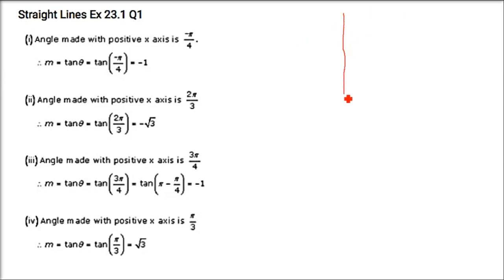So what does it mean when we have a coordinate axis? Whenever we have a line, this is the positive direction of the x-axis. This is given in the question. So we have to find out the slope or gradient. It's simply tan of this angle, the trigonometric tangent of this angle. So we have to take tan of this.